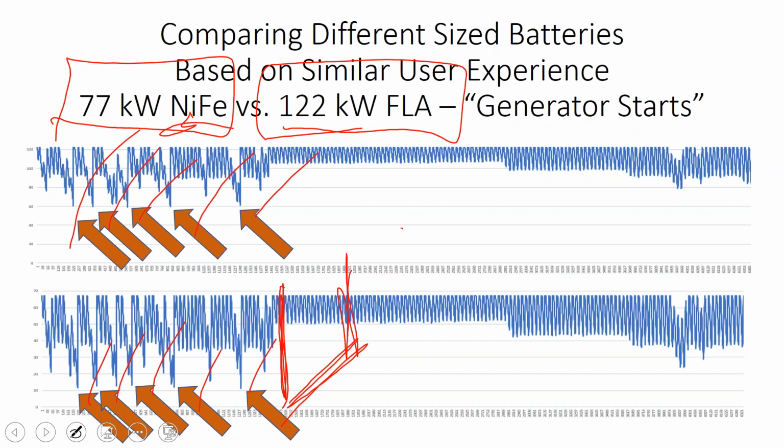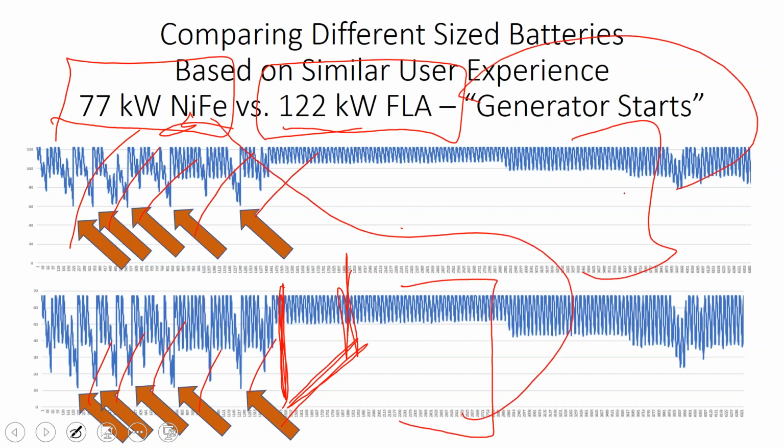Now, this bottom graph is the nickel iron, this top graph is the flooded lead acid. The only difference is we're turning the generator on for the flooded lead acid when it hits 50%. We're turning the generator on for the nickel iron when it hits 80%. We're running the generators under similar weather cycles. And so what we did is we set the size of the nickel iron battery bank to reflect a similar user experience to the lead acid bank.